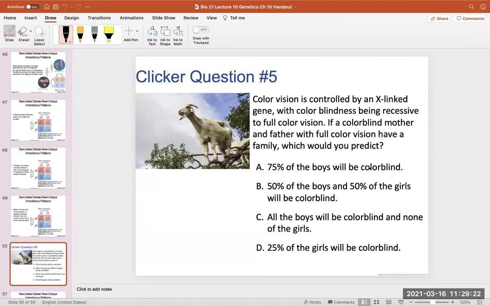Okay, so let's read the question. Color vision is controlled by an X-linked gene. So we're working with the X-linked gene, with color blindness being recessive to full color vision. If a colorblind mother and a father with full color vision... So the mother is colorblind, so I'm going to say big C for healthy and little c for sick. She is colorblind completely, that means she has to have both small c's. So big C is healthy, and little c is affected.